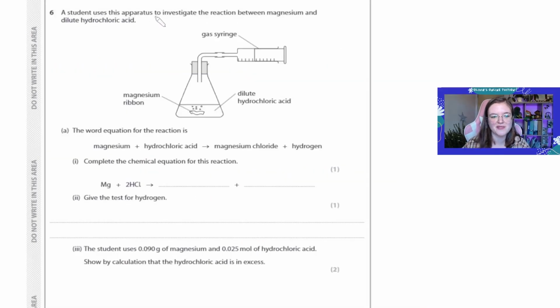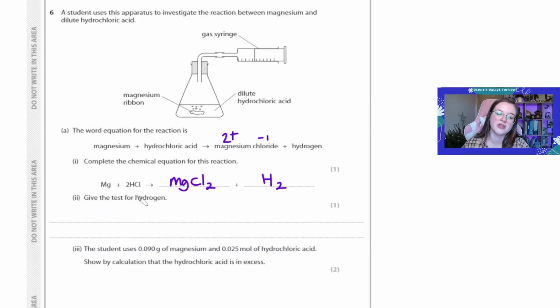A student uses this apparatus to investigate the reaction between magnesium and dilute hydrochloric acid, another kind of gas syringe situation. The word equation for the reaction is magnesium plus hydrochloric acid goes to magnesium chloride plus hydrogen. Complete the chemical equation for this reaction. So remembering that magnesium is in group 2, it's going to form 2+ ions, and chloride in group 7 forms a 1- ion. So balancing these, we need 2 chlorides per magnesium ion, therefore we're going to have MgCl2. And then hydrogen is diatomic, which means that we need 2 of them. And there we are, that's that.